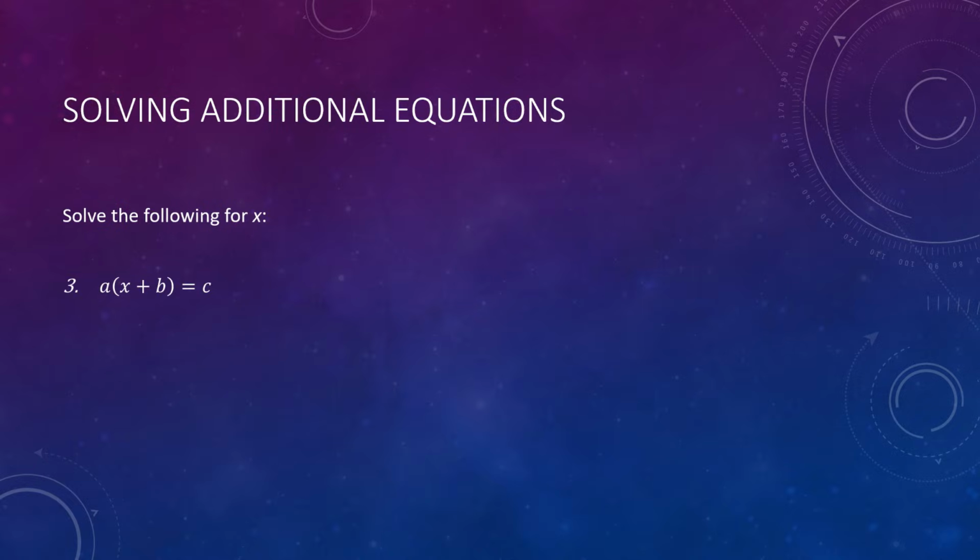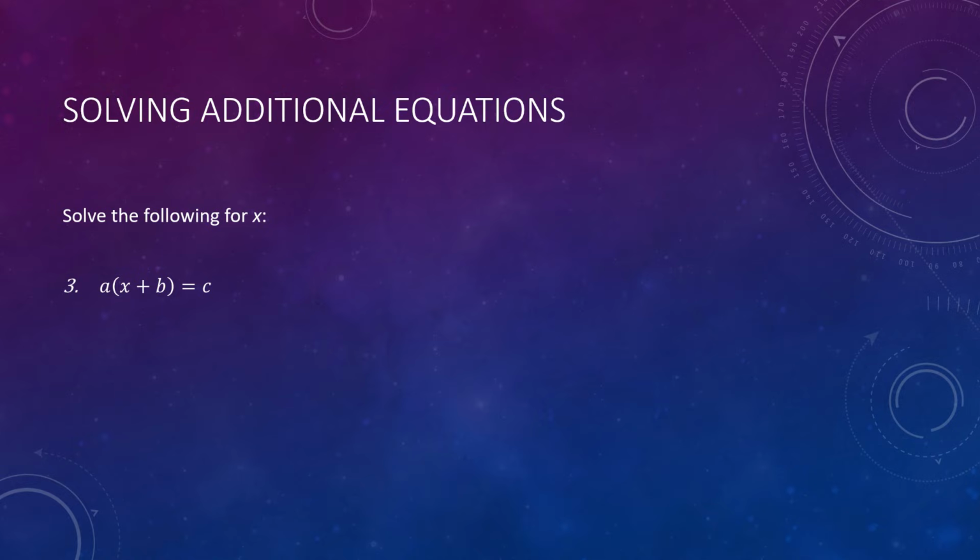Okay, several more. Again, trying to up the difficulty a little bit each time. Number 3 is a times the quantity x plus b equal to c. Now, this is one where you definitely have students split on what to do first. I'm going to just choose the shorter of the two options, but I'll tell you what the longer one is. You could take this a and distribute it to both the x and the b. In other words, you can end up with ax plus ab.